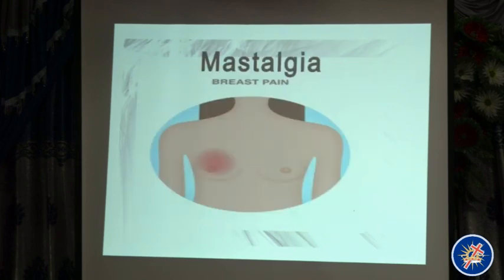The other one is pain in the breasts, which normally comes around the period time. When the period is coming, they experience pain or breast tenderness. They feel the breasts are engorged. That is called mastalgia.